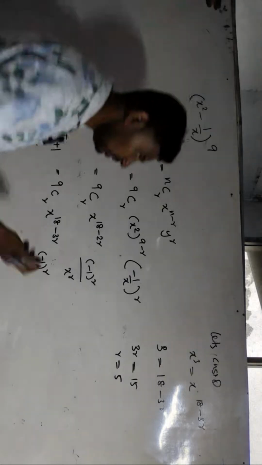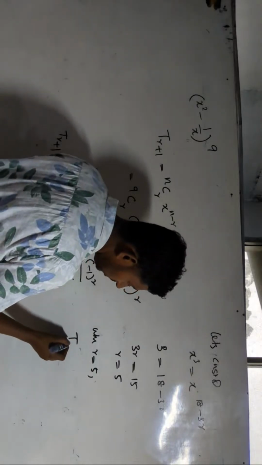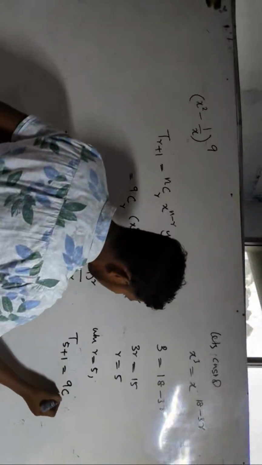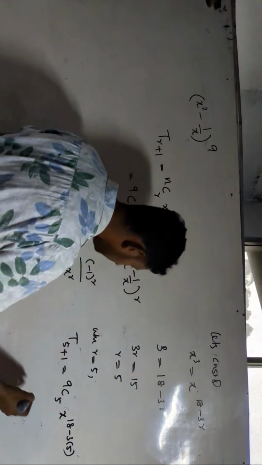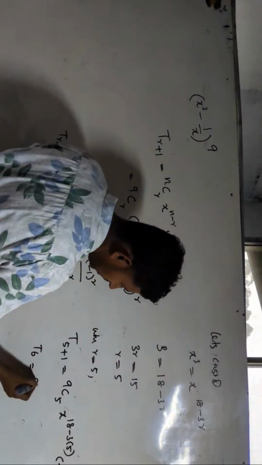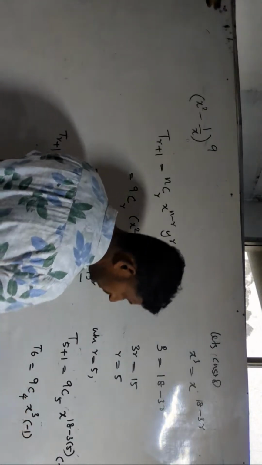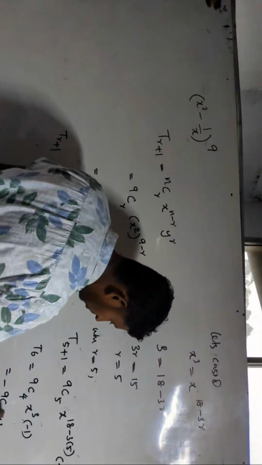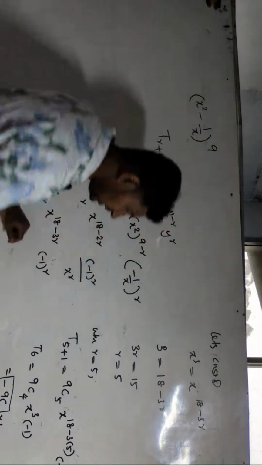The 6th term. So I'm going to write down, when r is equal to 5, T 5 plus 1. Again apply here 9C5, then x to the power 18 minus 3 into 5, minus 1 to the power of 5. So T6 is equal to 9C4 x cube negative. So that means minus 9C4 x cube. So this is the coefficient of x cube. We need to find out minus 9C4.